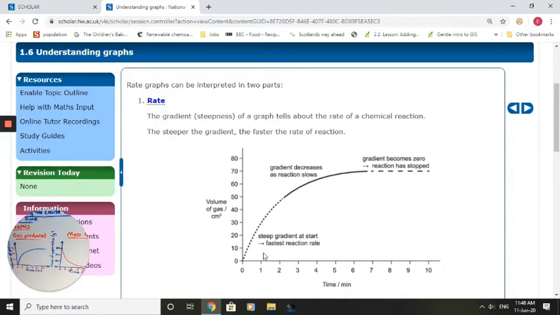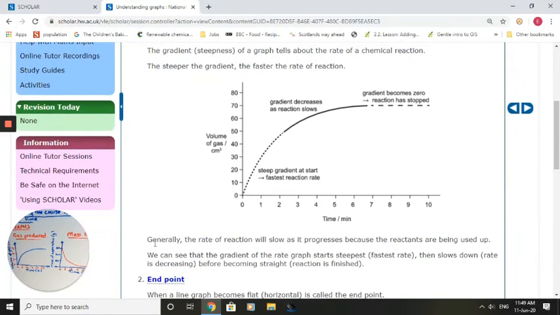Now, the thing to pay attention to is that the steepest gradient is at the start of the reaction. The gradient decreases, the slope decreases as the reaction slows, so it's less steep, and then when the reaction has stopped, the line flattens out, so the gradient becomes 0. I'd also like you to copy down this explanation. Generally, the rate of reaction will slow as it progresses because the reactants are being used up. So that's why we get this shape.